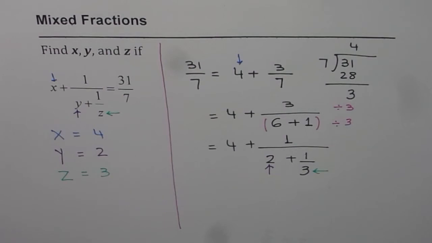So I can always write 31 over 7 as 4 plus 1 over 2 plus 1 over 3. Do you see that? We'll do a couple more questions which are similar to that. And then I'll expect you to pause the video, do it yourself, then check with my answer.